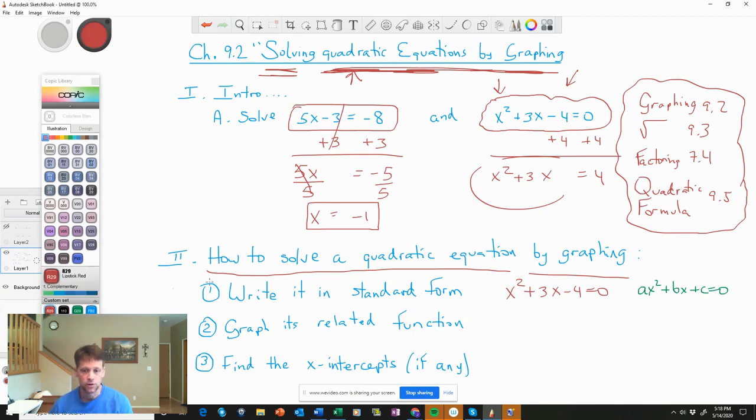Then what we're going to do is we're going to graph its related function. In other words, we are going to replace the 0 with a y. And we're going to graph y equals x squared plus 3x minus 4. All we're doing is replacing the 0 with a y. In other words, we're graphing y equals ax squared plus bx plus c. Now here is the cool thing. If we replace the 0 with a y and we graph it, then all we need to do is find out what is the value of x when y equals 0. So let's go ahead and graph that, and you'll see what I'm talking about.